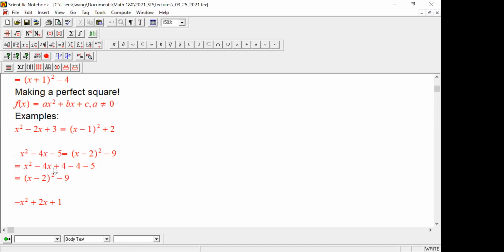Okay, so what you do is you just add a 0, and this 0 is your choice. How do you make that 0? You do +4 -4. That's a 0, and that maintains the equal sign. Then you get a perfect square, and then you have a minus number, or sometimes it could be a plus number, right? So now the last one.